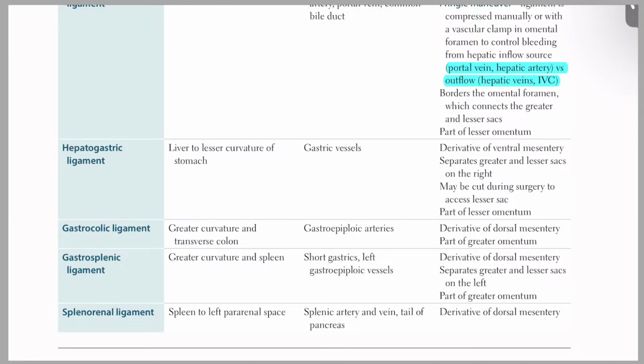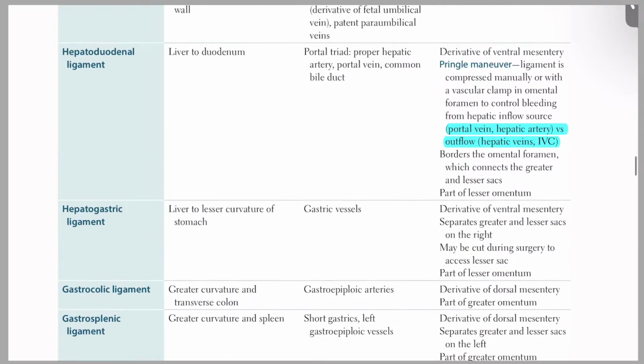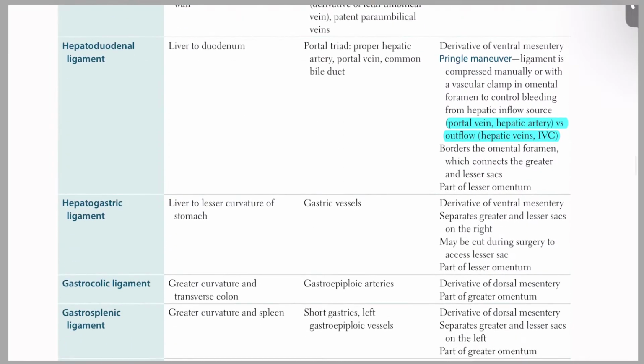Hepatogastric ligament, liver to lesser curvature of stomach. Gastric vessels. Derivative of ventral mesentery, separates greater and lesser sacs on the right side. May be cut during surgery to access the lesser sac. Parts of lesser omentum.